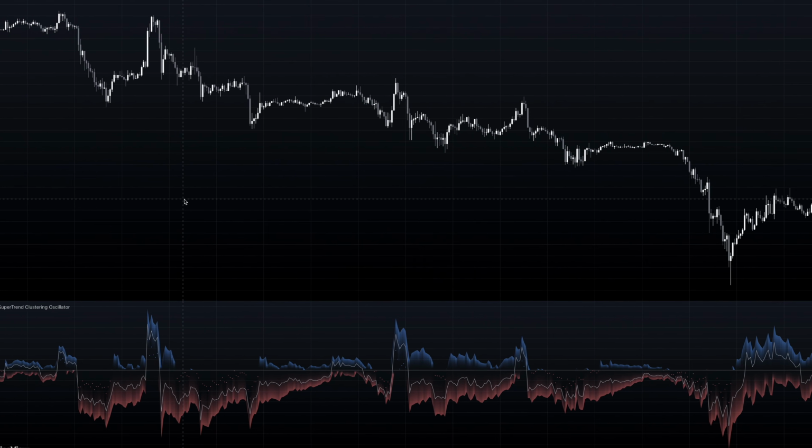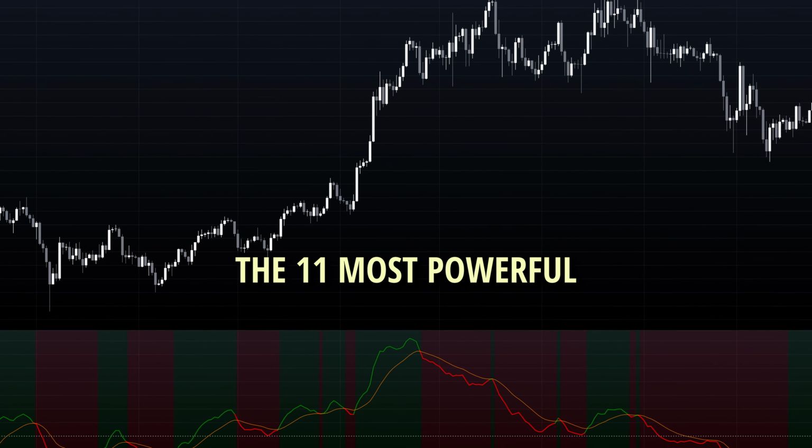We've reviewed dozens of TradingView oscillators, and here we're ranking the 11 most powerful ones from lowest to highest.